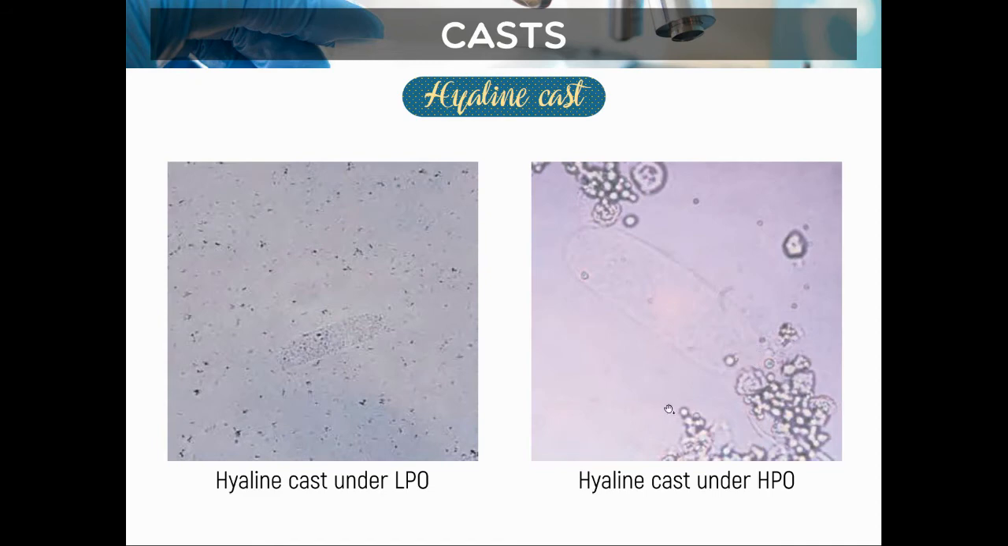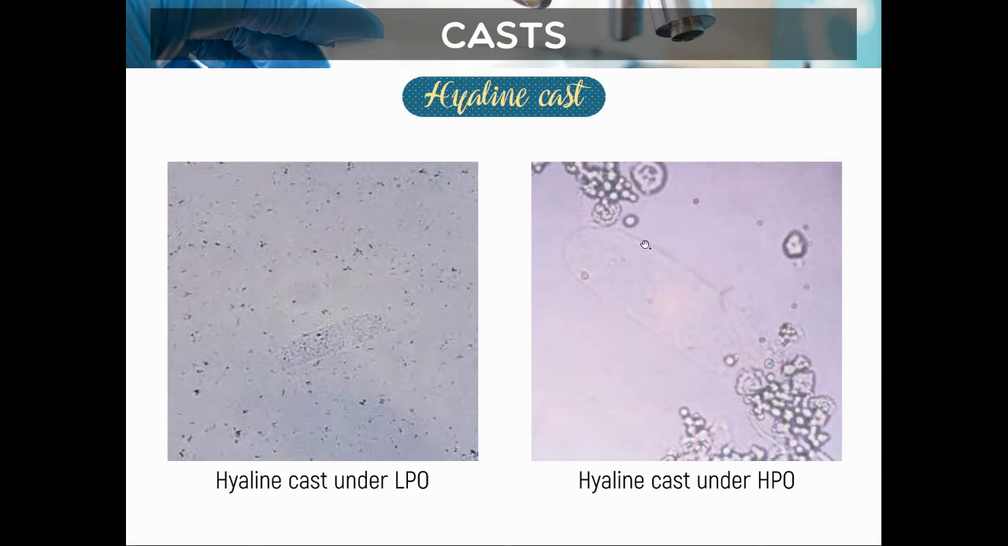So as you can see here, under high power objective, we view it to confirm the cast that was seen under LPO, so that we can identify what type of cast it is. It is either hyaline or another type, which may be cellular or granular cast. We now view it under HPO.